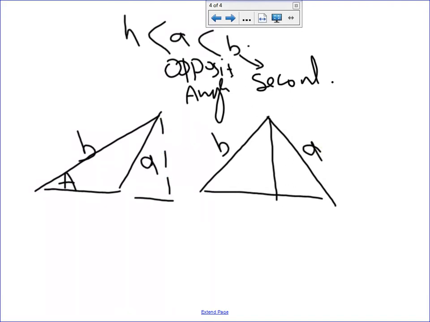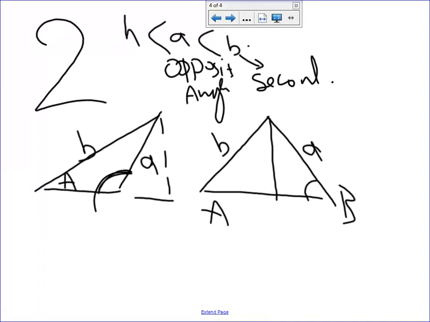If the height is smaller, this gives me two triangles. One of them has an obtuse angle and the other has an acute angle. So if the height is smaller than the two other sides, a and b, in this order, I have two cases, and I can draw two triangles in this case.